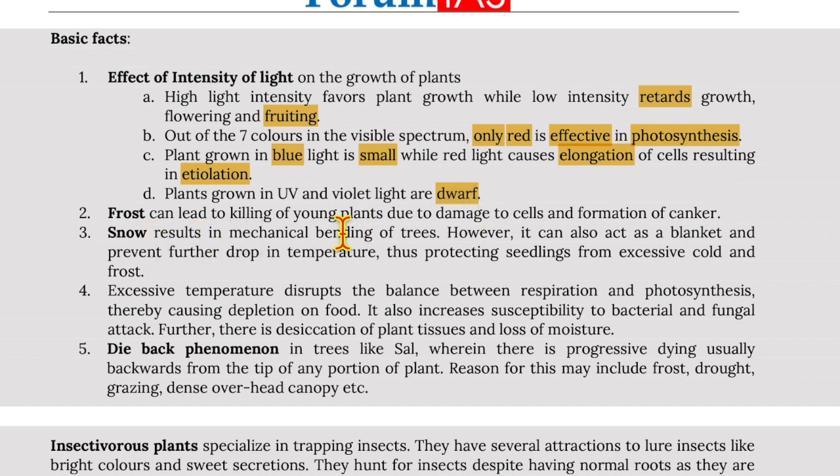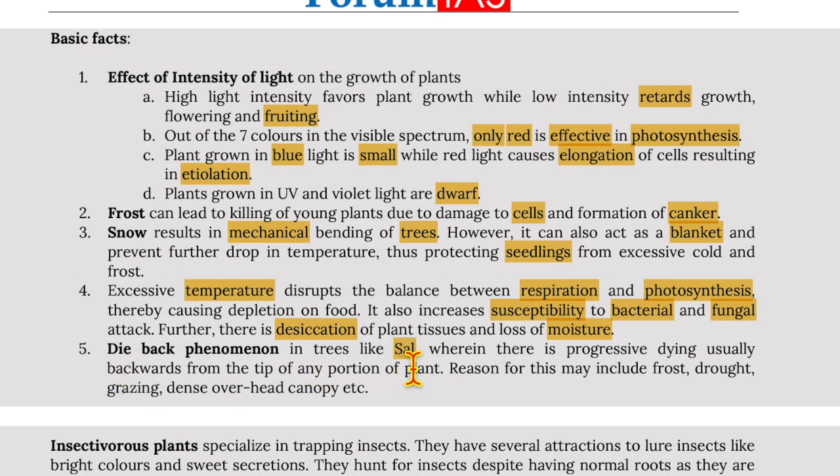Frost can lead to killing of young plants due to damage to cells and formation of cankers. Now, snow results in mechanical bending of trees. However, it can also act as a blanket and prevent further drop in temperature, thus protecting seedlings from excessive cold and frost. Now, excessive temperature disrupts the balance between respiration and photosynthesis, thereby causing depletion of food. It also increases susceptibility to bacterial and fungal attack. Further, there is desiccation of plant tissues and loss of moisture.